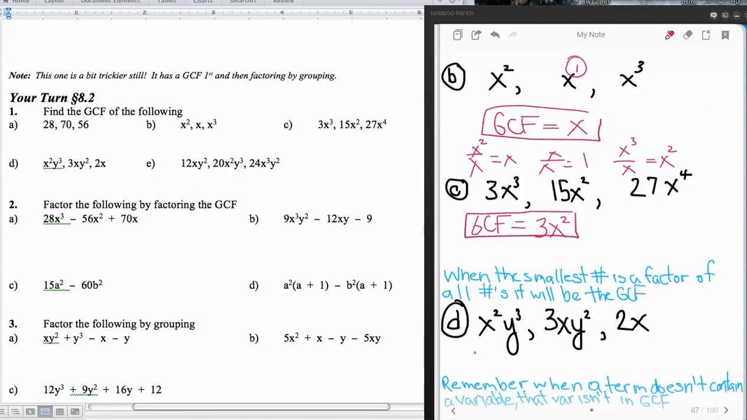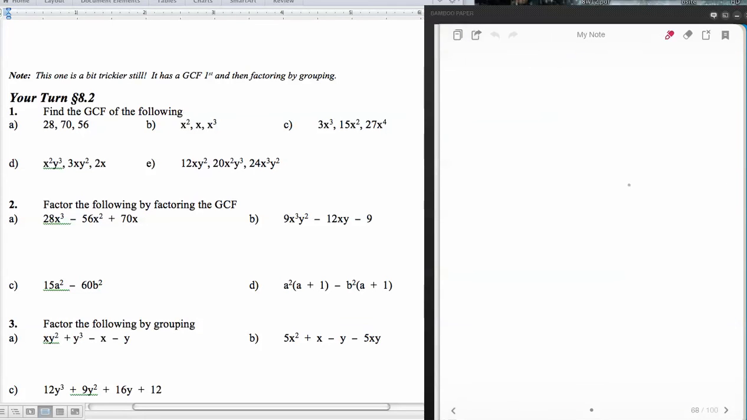All right, now looking at our next one here, we see there are no numbers in common because there are no numbers here, so there's no numeric GCF. Looking at the variables, we have x, x squared, x first, so the GCF in the x portion is x. And then we have a y cubed, a y squared, but this one doesn't have a y, and that means that y cannot be a part of the GCF. Remember that when a term doesn't contain a variable, then that variable isn't a part of the GCF. So our GCF is simply x, and you can see that those are all divisible by x, and then there would still be nothing in common all the way across.